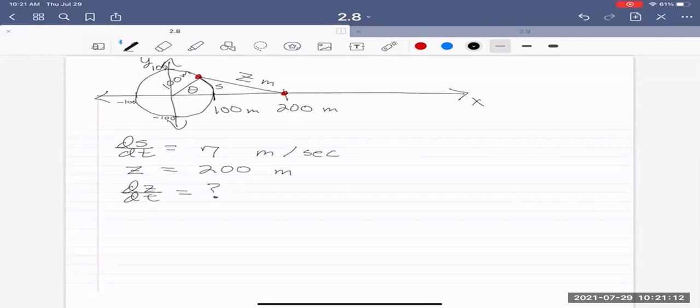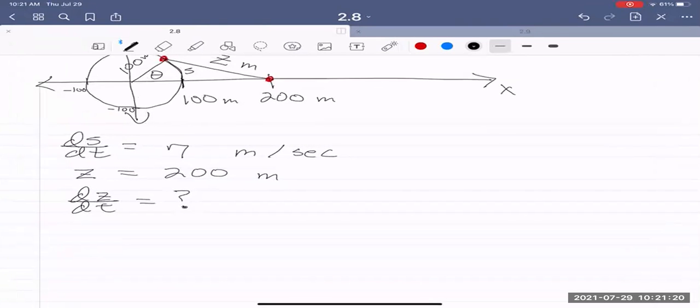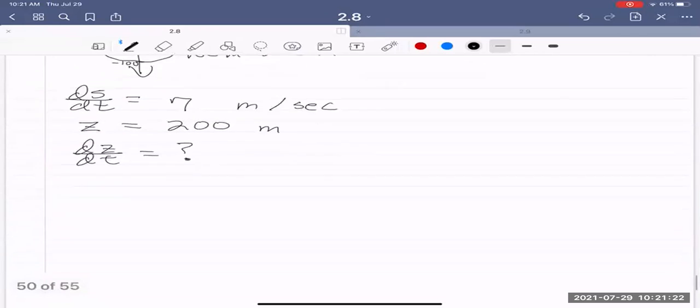Well, first thing to note is the following. Let's recall things about the arc length.